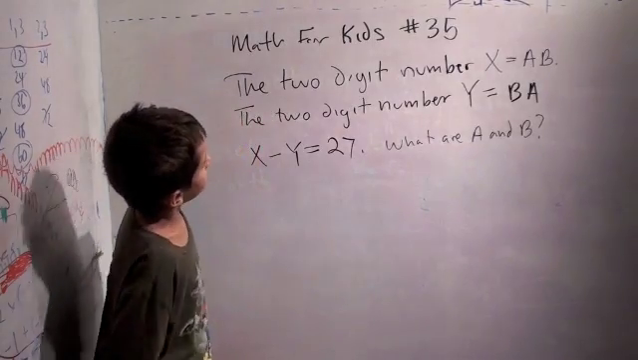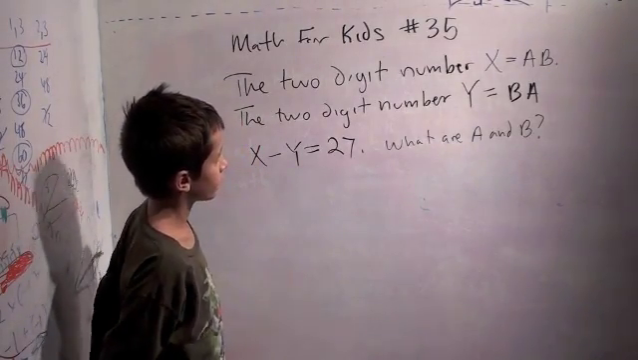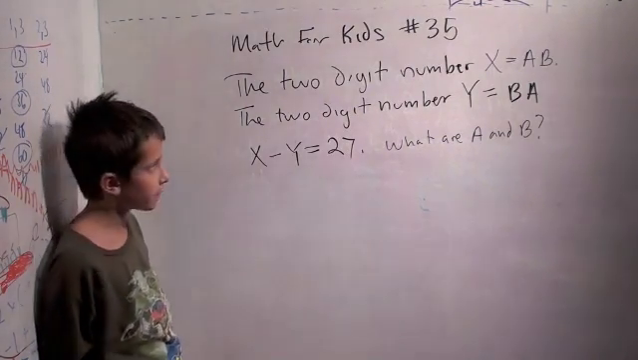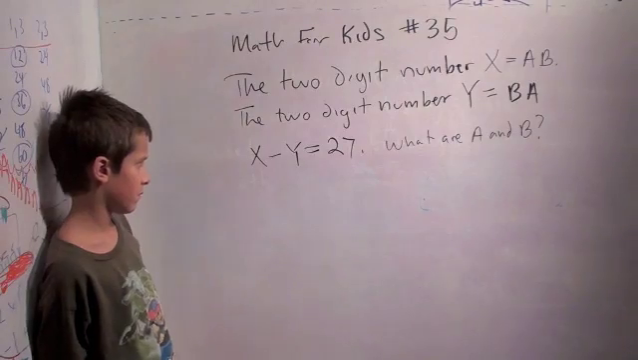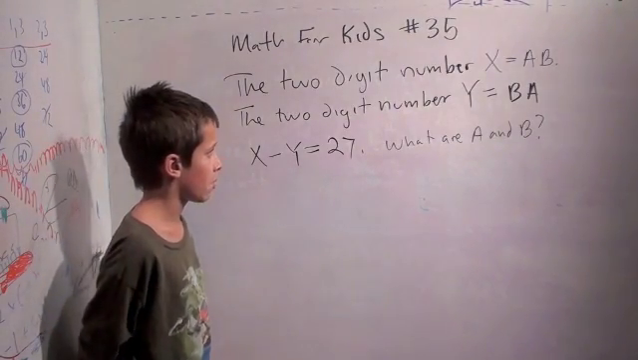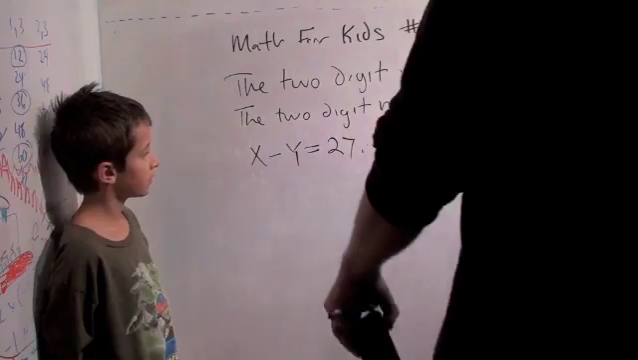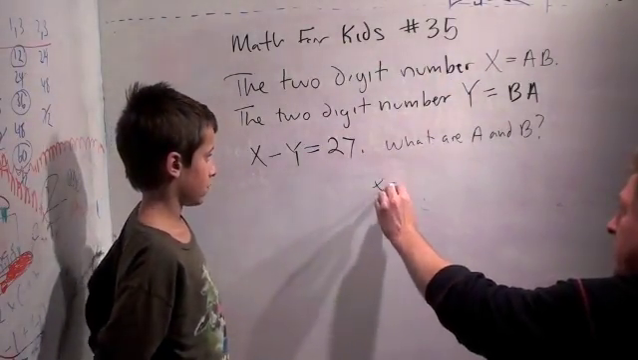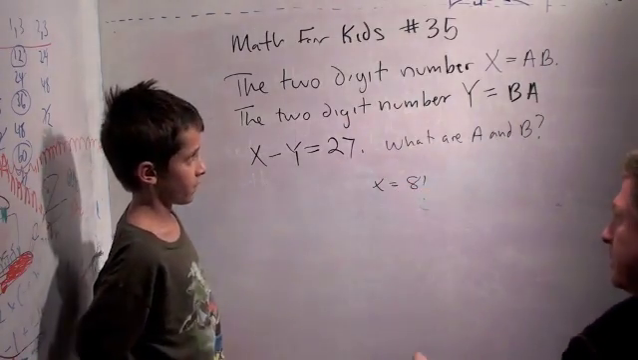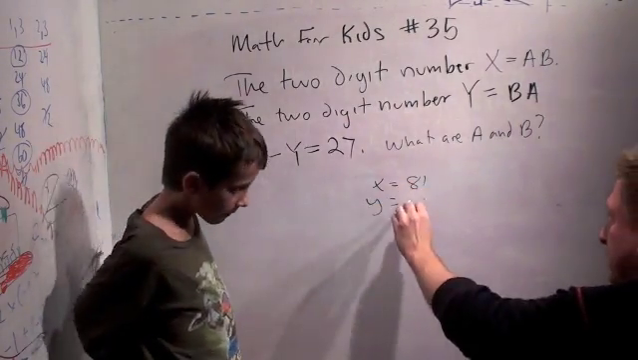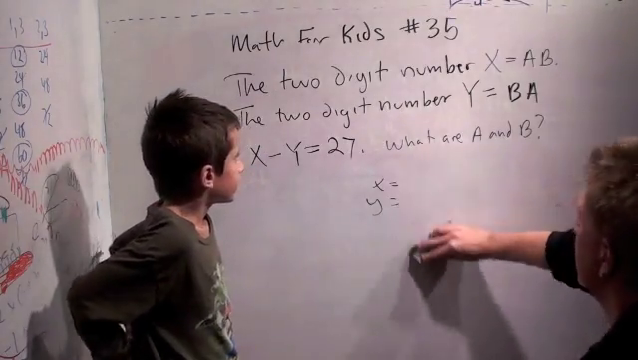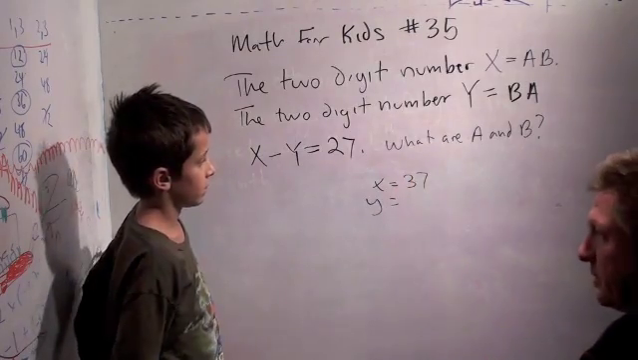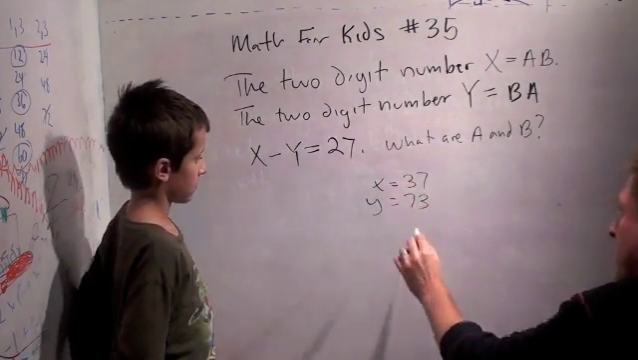Okay, here's the second problem. The two-digit number x equals AB, where A and B are the digits. The two-digit number y equals BA. So it's the same number, but the digits are flipped. So if x was equal to 81, what would y equal? 18. Very good. And if x was equal to 37, what would y equal? 73. Okay, great.